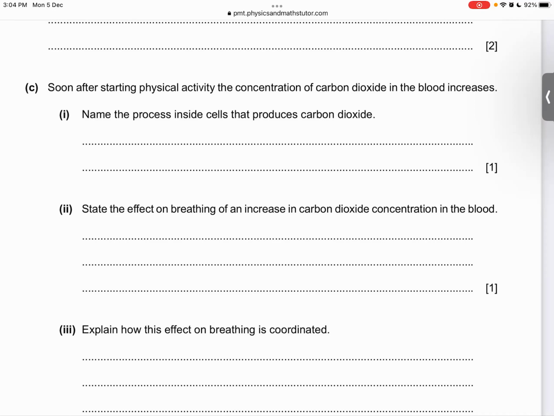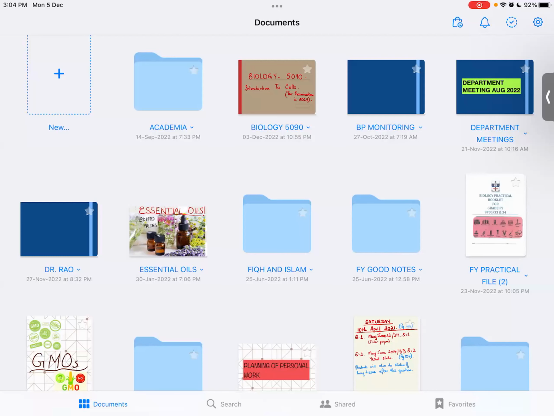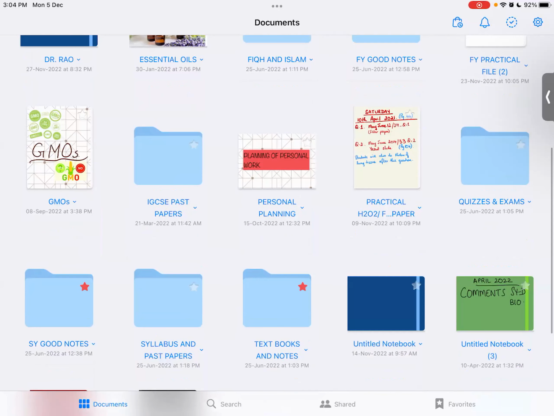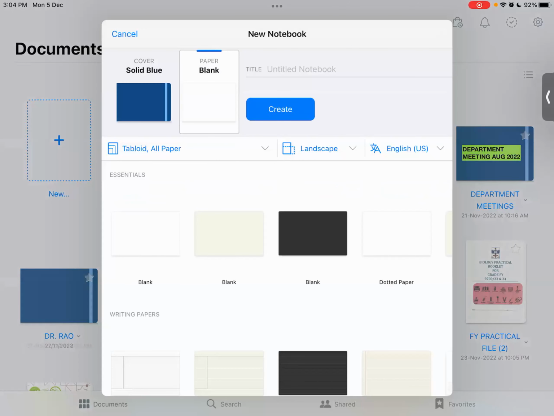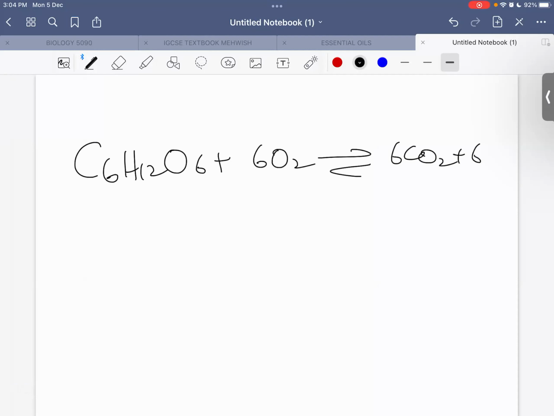ठीक है, and cellular respiration means, if you remember I had done cellular respiration with you, याद है equation का नाम? What's the equation, tell me? C6H12O6 plus 6O2 will be 6CO2 plus 6H2O plus energy.